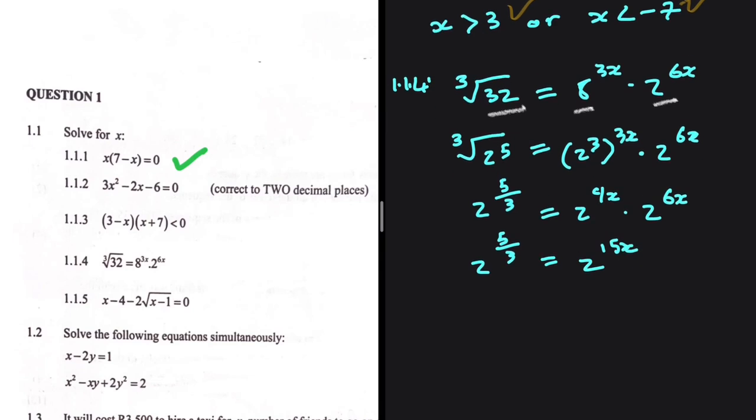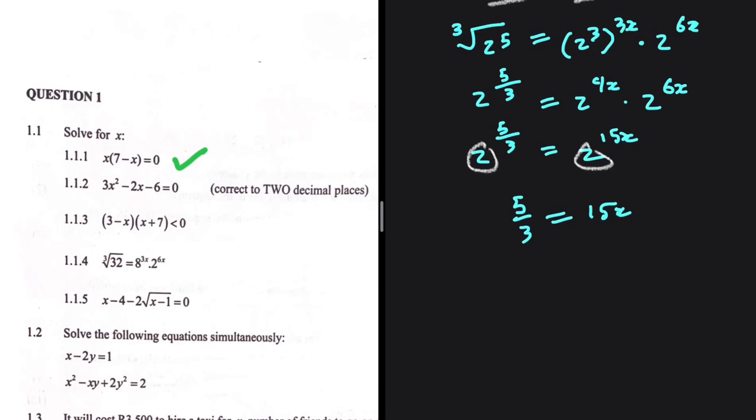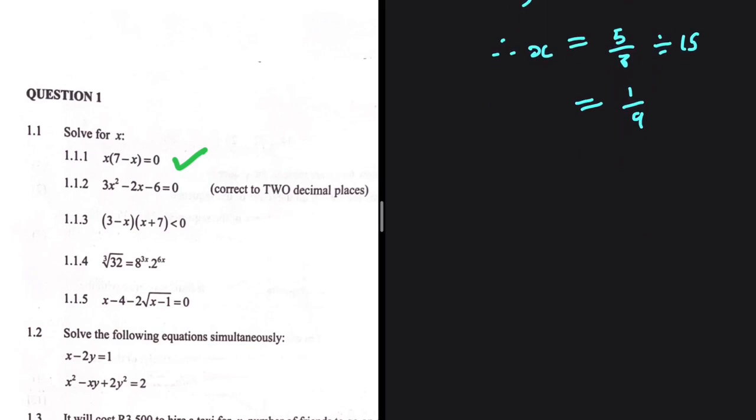So obviously we're going to drop the bases and equate the exponents. 5 divided by 3 equals 15x. So x will be equal to 5 divided by 3 divided by 15. So the value of x here in 1.1.4 is 1 divided by 9. And just like that, we have the answer to 1.1.4.